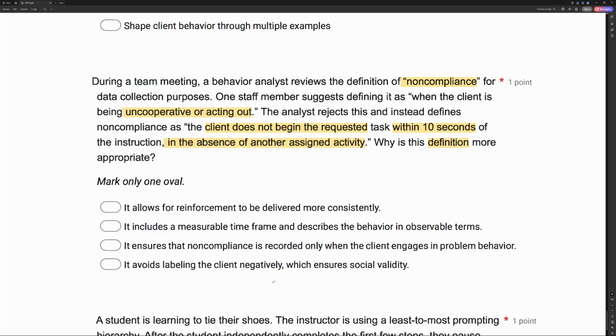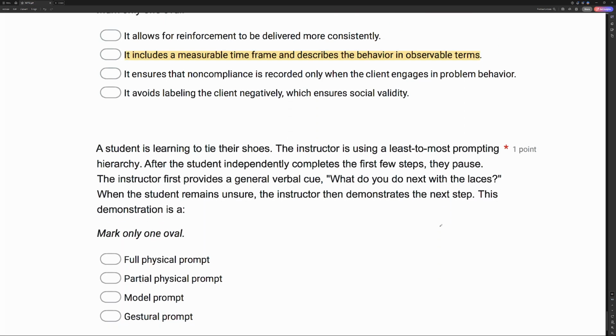And then D, it avoids labeling the client negatively, which ensures social validity. This definition is not necessarily about avoiding dignity or avoiding client negativity. With the definition, we're just trying to be as precise and complete as possible. So why is this definition more appropriate? It includes a measurable time frame and describes the behavior in observable terms.